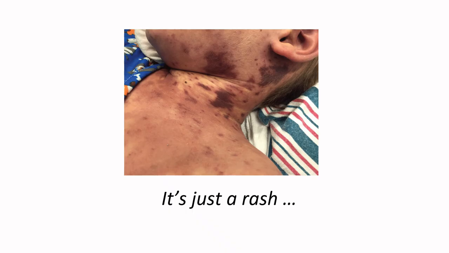So if you see Purpura fulminans, you should always consider this could be caused by Meningococcemia, especially if there are no obvious reasons to believe that there's another cause.